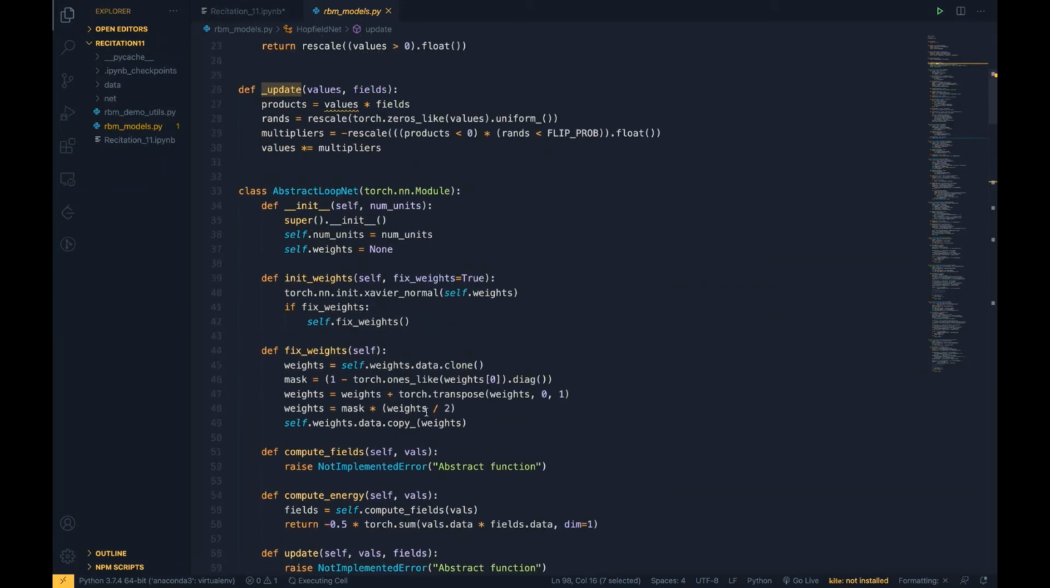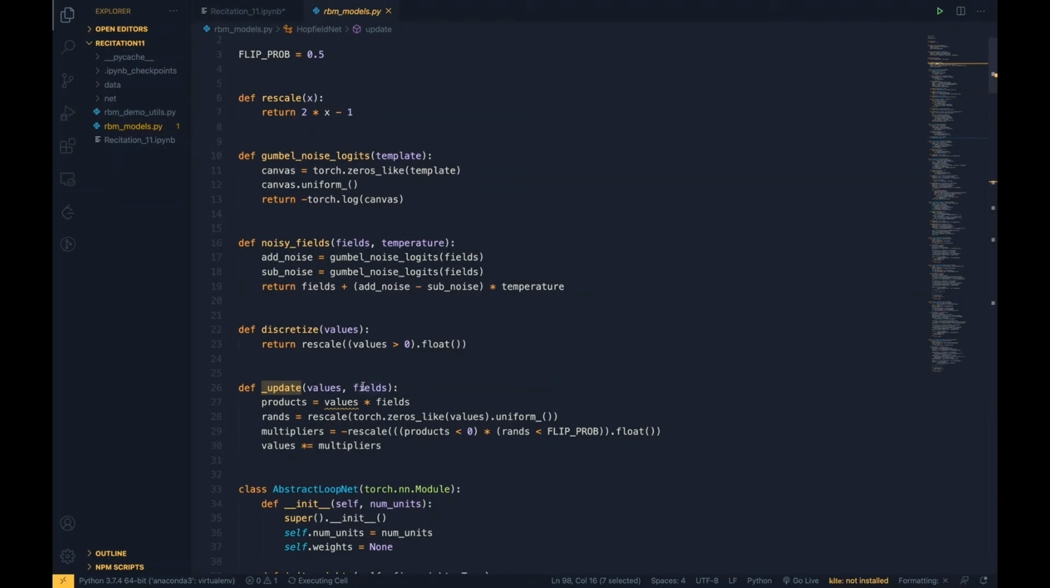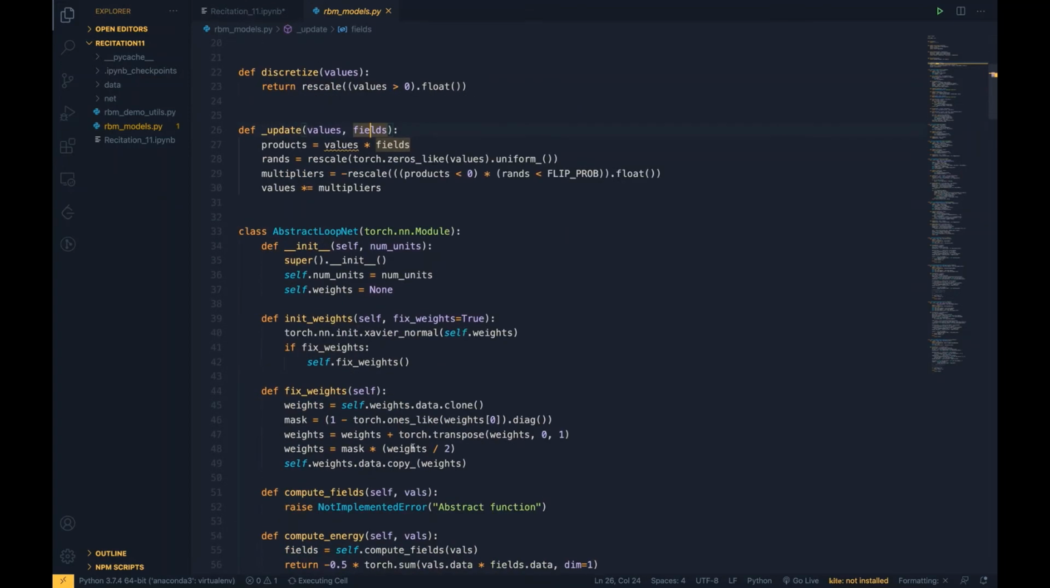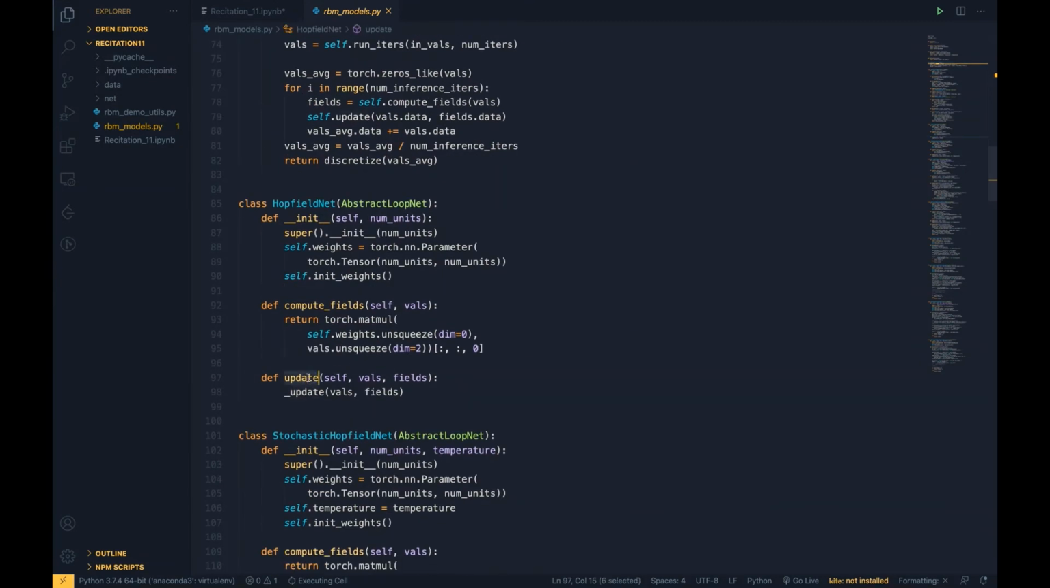So it is very simple if we know about the update. As we discussed earlier, the update function is just to make the values have the same sign as their corresponding fields. Namely, if its corresponding field is positive, then it will be 1, otherwise it will be -1. Okay, so that's the update function.